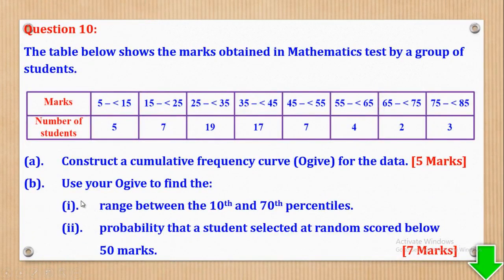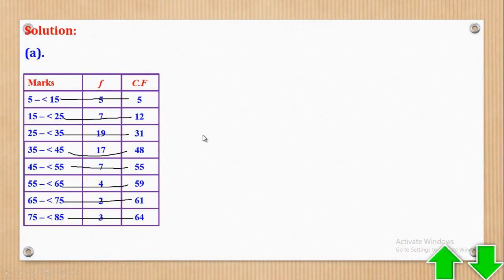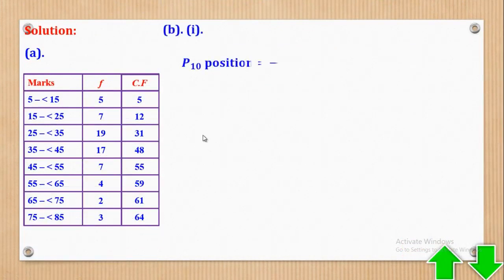So for part B, they wanted the range between the 10th and 70th percentiles. The first thing to do is to get the 10th percentile position and the 70th percentile position. So let's do that. The 10th percentile, P10 position, will be 10 over 100 multiplied by the total frequency, which is 64, and that gives you 6.4. So that will be the position for the 10th percentile.